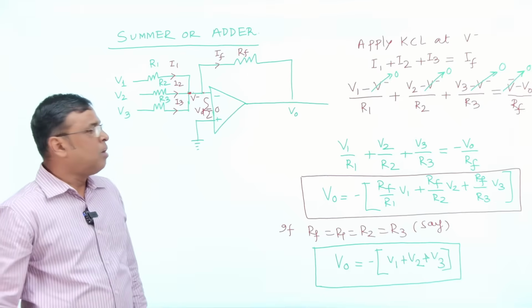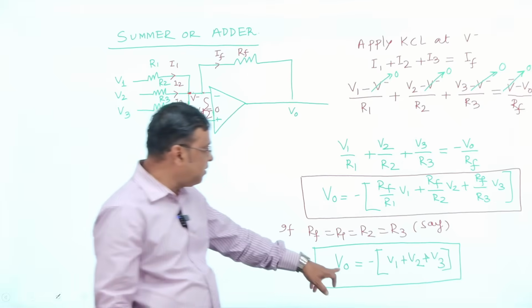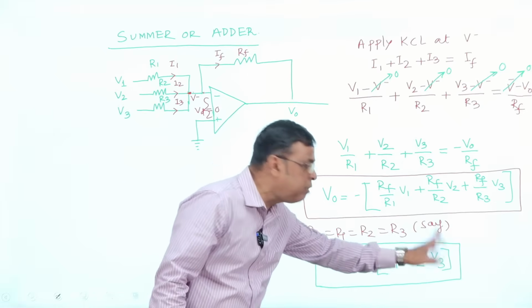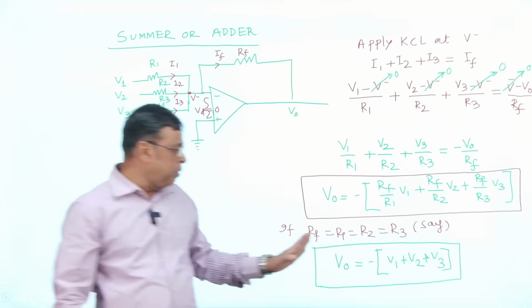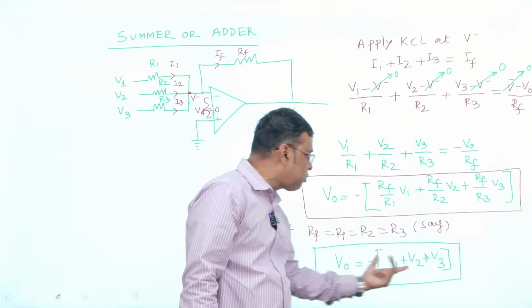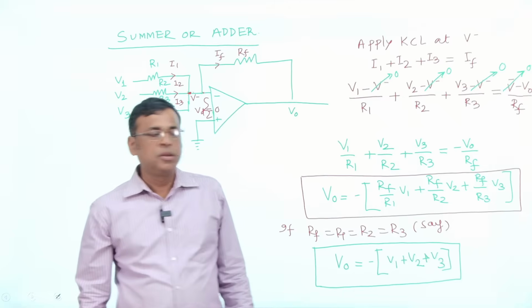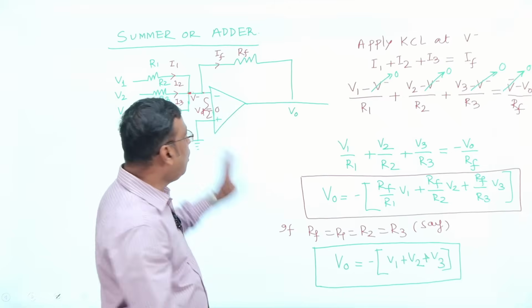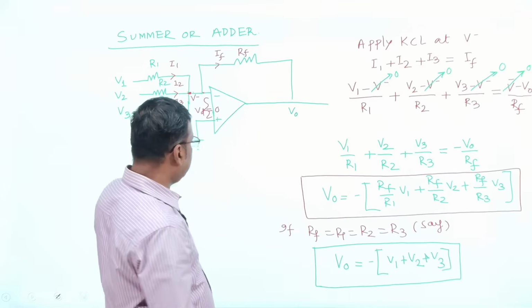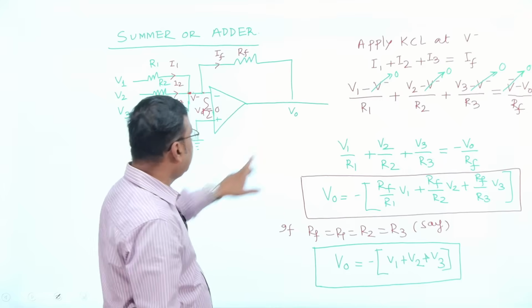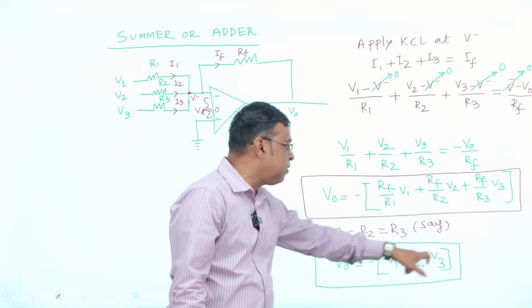Okay, what do you observe? The output voltage is nothing but the negative of the sum of the input voltages. The output voltage V0 equal to minus of the sum of the input voltages. That's why the op-amp is called a summer or adder. Do you understand or not? If all the resistance values are the same, whatever the voltages V1, V2 and V3, the output voltage V0 equals minus of V1, V2, V3.